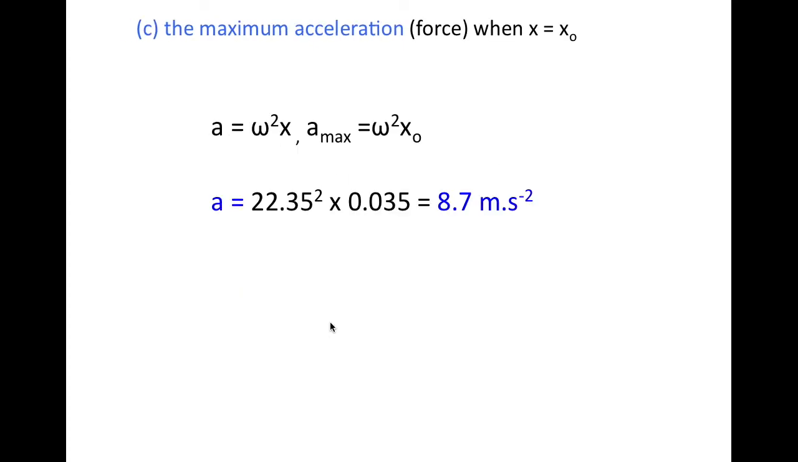For the maximum acceleration, when x equals the amplitude, we have the acceleration equaling omega squared x, and the max is going to be omega squared x sub 0, because your acceleration will be at its highest when you are at your furthest from the equilibrium point. So you have 22.35 squared times 0.035 equals 8.7 meters per second squared.